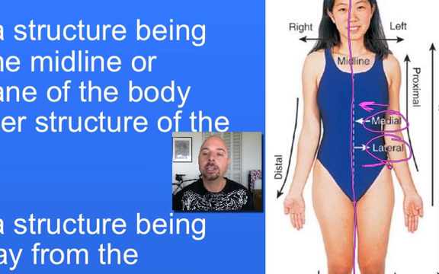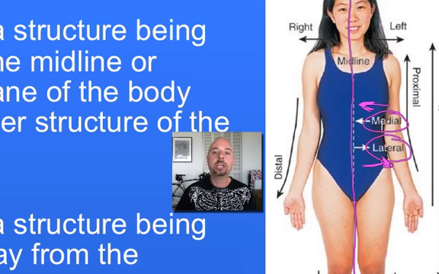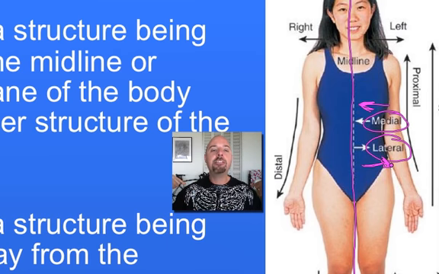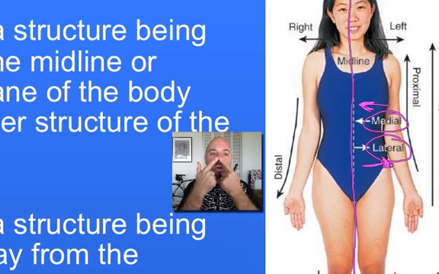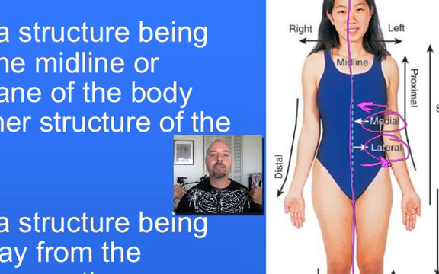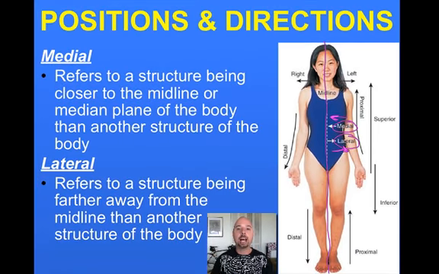Sorry about that, guys. So medial refers to something being close to that middle line. So my nose is medial to my eyes, or my nose could be medial to my shoulders, meaning that my nose is closer to that midline than my shoulders are. Conversely, my shoulders are lateral to my nose, meaning that my shoulders are farther away from that midline than my nose is.